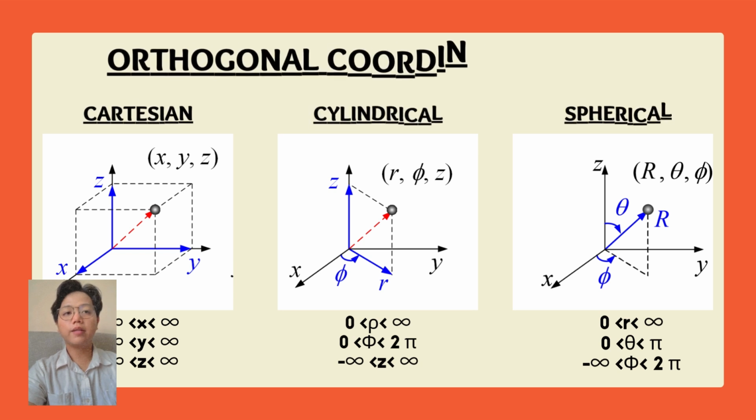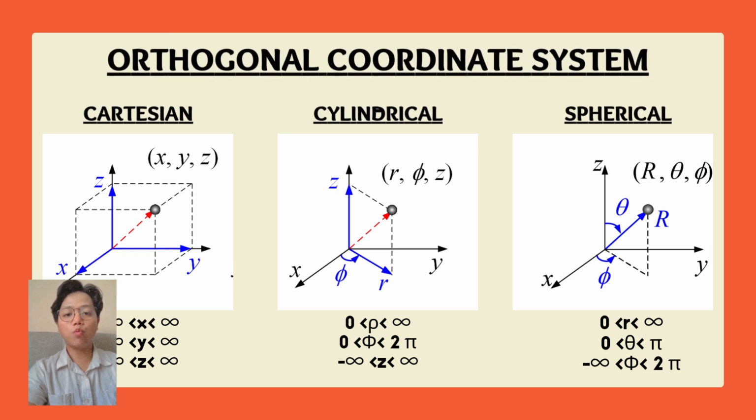This is an orthogonal coordinate system which has 3 systems of vectors: Cartesian, cylindrical, and also spherical. In Cartesian, we have the vector components x, y, and z. For cylindrical, we have r, phi, and z, and for spherical, we have r, theta, and also phi.